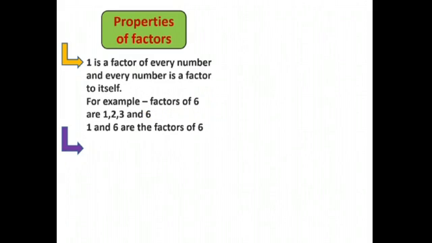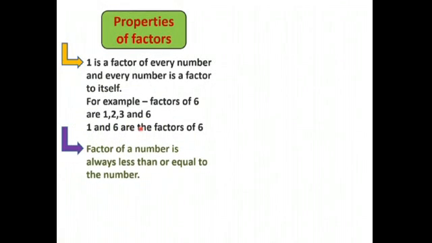Okay. Now the second property is a factor of a number is always less than or equal to the number. Here you can see factors of 6 are 1, 2, 3 and 6. So 1, 2, 3 are less than 6 and 6 is equal to 6. So the factor of a number is always less than or equal to the number.